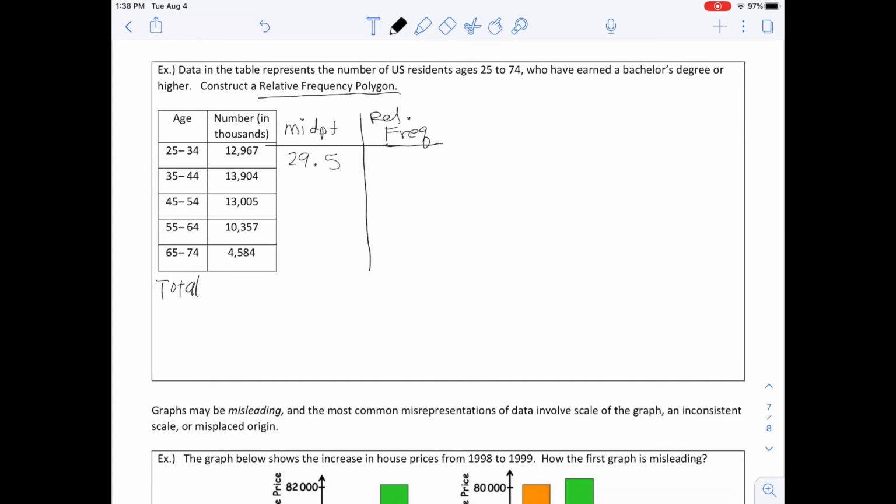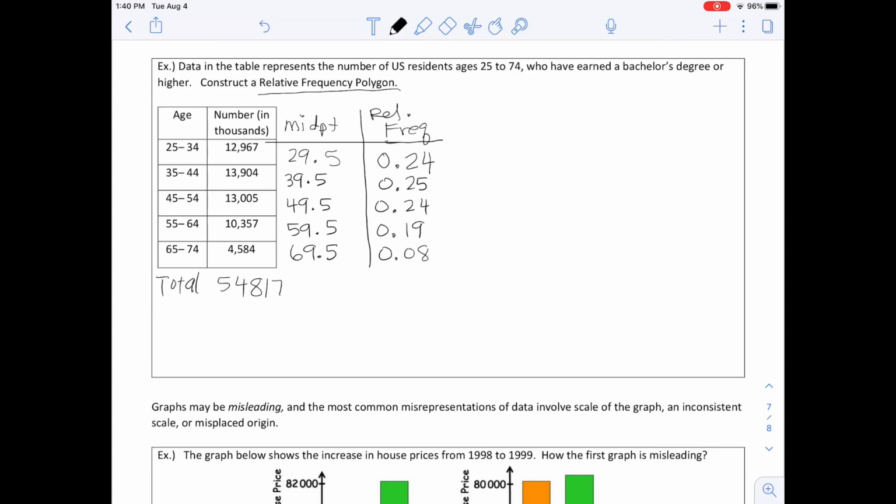We divide it by the total, so we need to add up our total frequencies. If you add up that column, you get a total of 54,817. So for that first relative frequency, you divide 12,967 by 54,817. We're just going to round to 2 decimal places because it's difficult to graph anything more than that, and we get 0.24. We're going to continue to do this and get the midpoints by adding our lower and upper bounds, dividing by 2, and calculating the relative frequency that goes along with that midpoint.